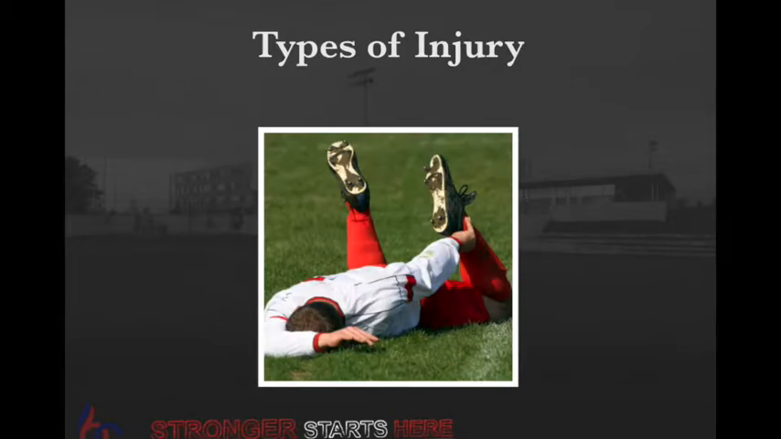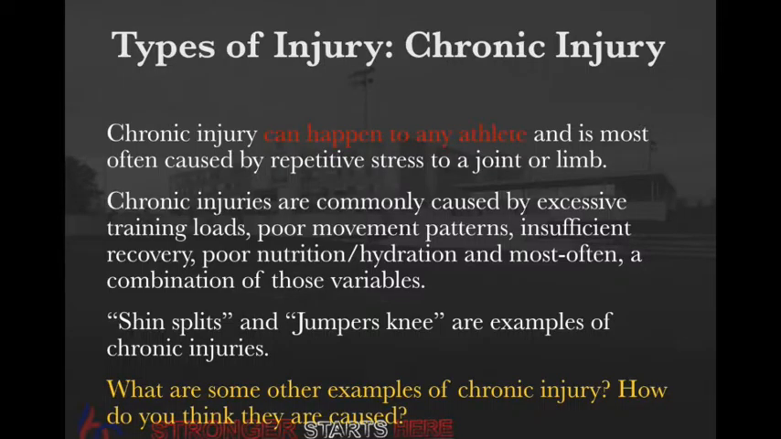So starting with types of injury here today, we really want to recognize two types, chronic and acute. And first we'll identify chronic injury. Chronic injury can really happen to any athlete, and most often it's caused by repetitive stress to a joint or limb. So chronic injury is commonly caused by an excessive training load over a high amount of volume. Mainly something like a poor movement pattern or insufficient recovery between training sessions can lead to chronic injury. We also see chronic injury creeping up in people with poor nutrition or hydration habits, and a lot of the time it's a combination of everything that I just said.